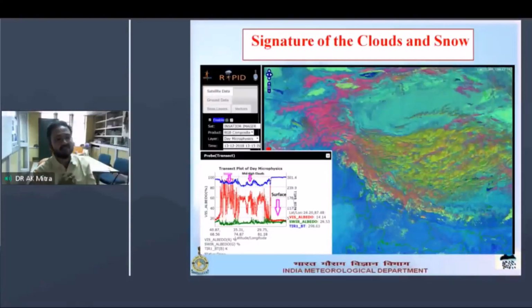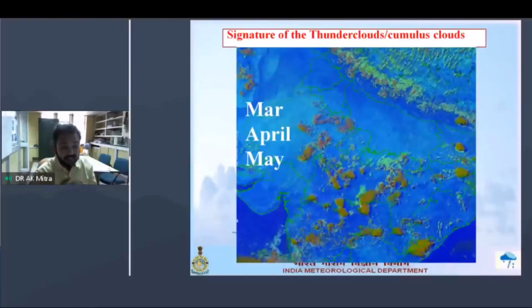And then this is a thunderstorm. Basically, these are the signatures of thunderstorm and cumulus cloud. Basically, it happens in March, April, May. This is the pre-monsoon period, and you can see small cumulus clouds, these small spots of white and off-white color. Within an hour or two, they will overshoot and give the thunderstorm.